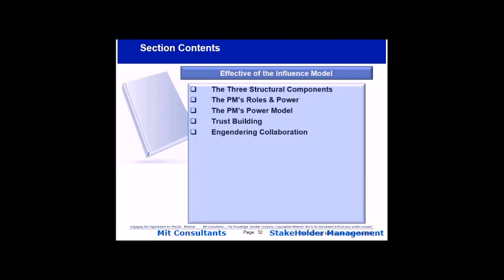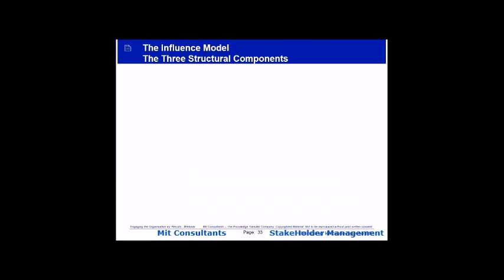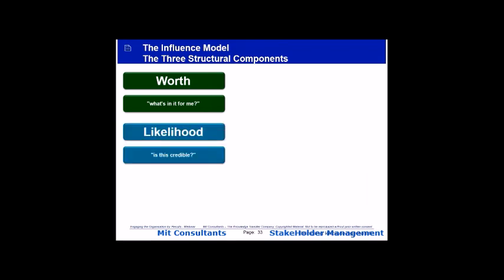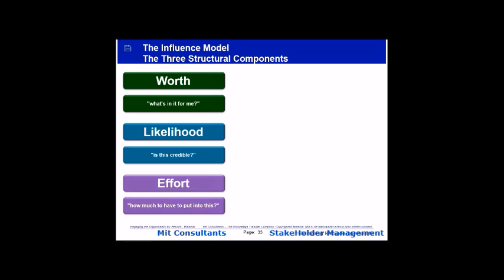Finally, let's have a look at an area of great interest, because as we discuss with individuals, we need to be able to put messages across, and very often we need to influence individuals. Now, there are three major components that need to be brought together for anyone to be influenced. The first one that we all ask ourselves is, what's in it for me? I mean, what do I get out of this? It's called worth. The second one is, okay, what you're telling me, is this credible? Can I believe it? It's called likelihood. And the third one is, well, how much effort do I have to put into this? That's effort. So worth, likelihood, and effort.